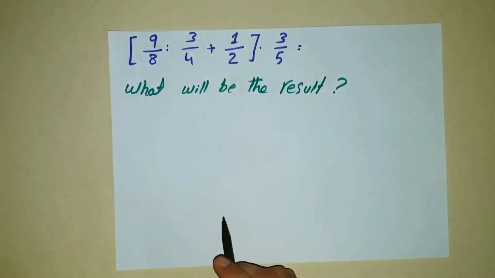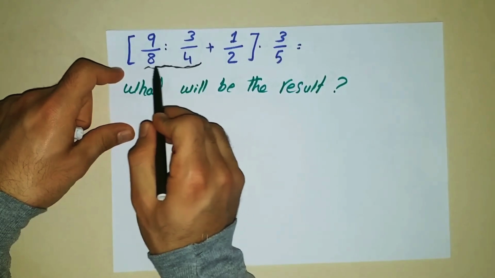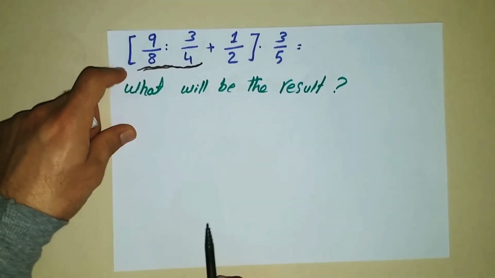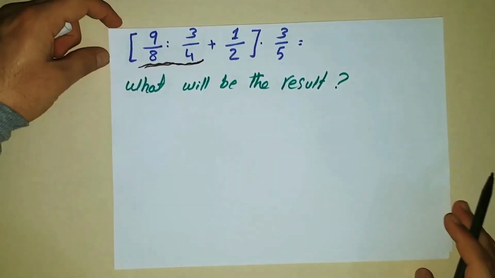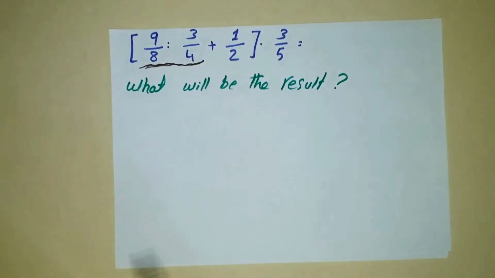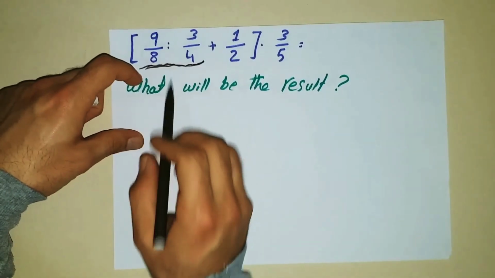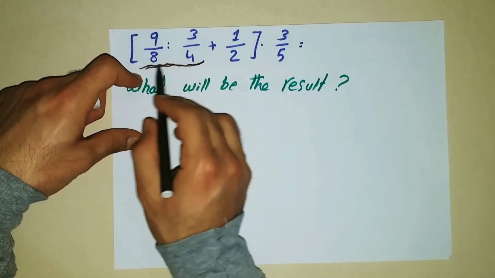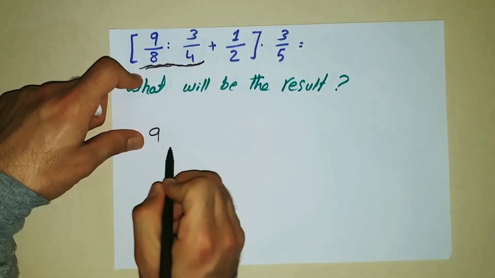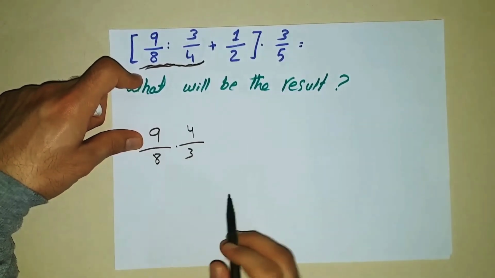Now in the bracket I will solve first these two, because division is more important. If you see the operations in any question, first we have to go for division. In this question I will go for division: the first one will remain the same, and I will write the opposite of this one, 9 by 8 multiplied by 4 by 3.